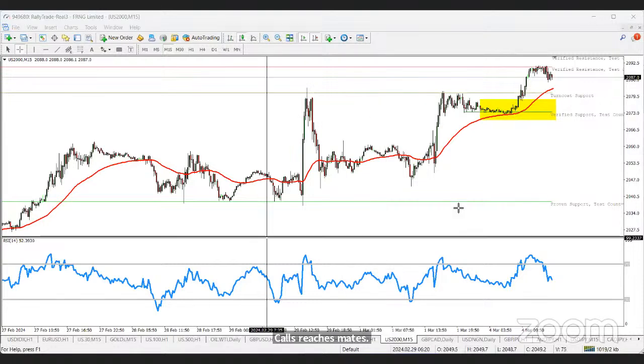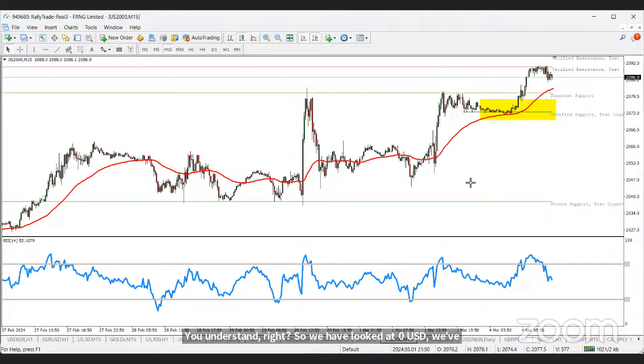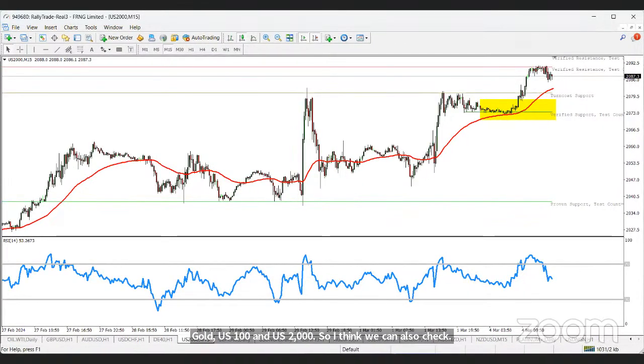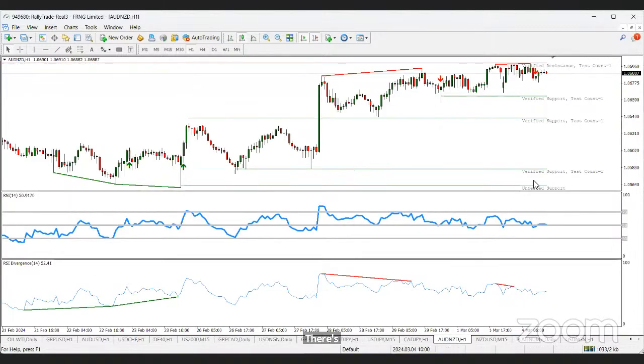You understand, right? So we have looked at Euro USD, we've looked at USD CHF, we've looked at USD JPY, gold, US 100, and US 2000. So I think we can also check, let's look at the non-dollar pair. Let's consider a non-dollar pair.